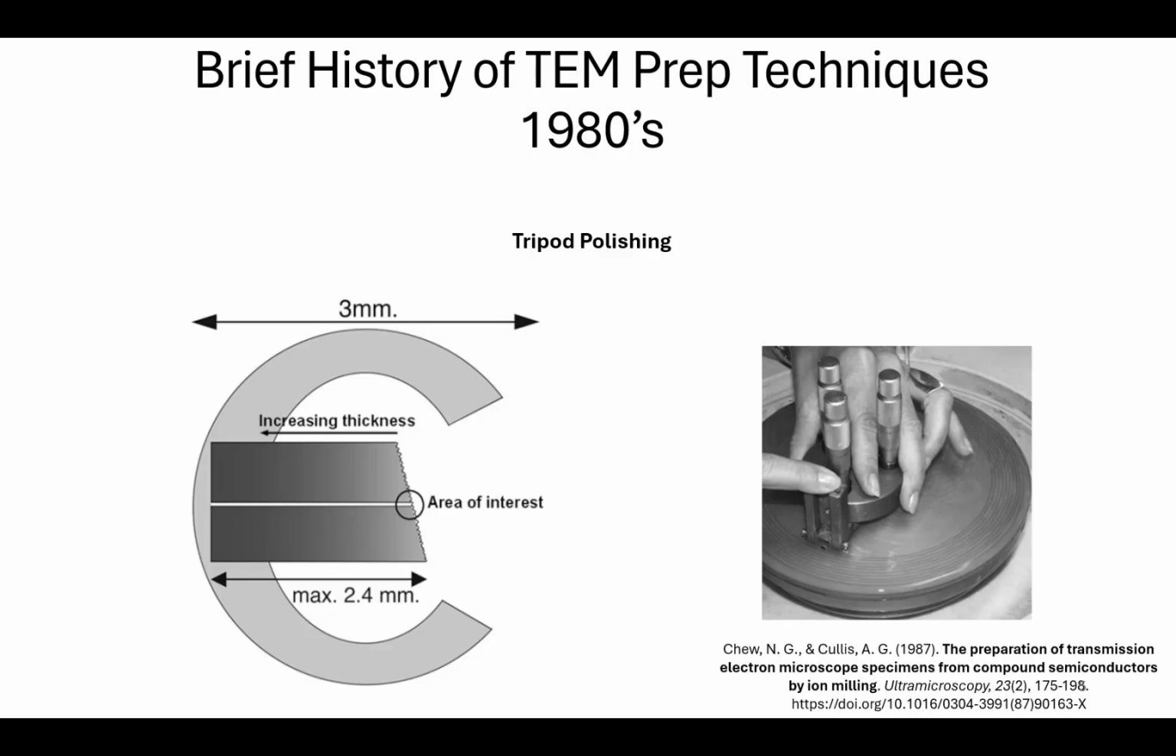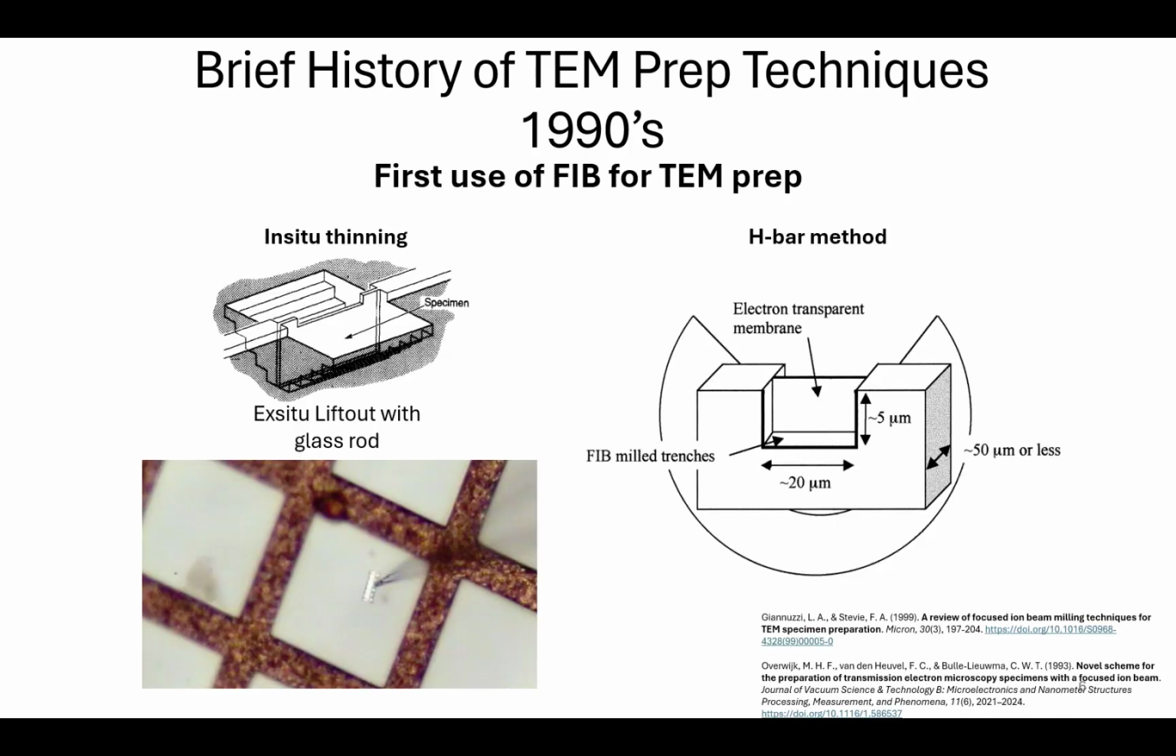But the problem with all of these techniques from the 70s and 80s is that they aren't site specific, they aren't fast, and they kind of require a lot of skill and training. They're really more of an art or a craft. So then in the 90s, people started using FIBs for TEM prep, but manipulator probes that were built into the FIB didn't exist yet. So they had to put the lamella on a grid outside of the FIB SEM.